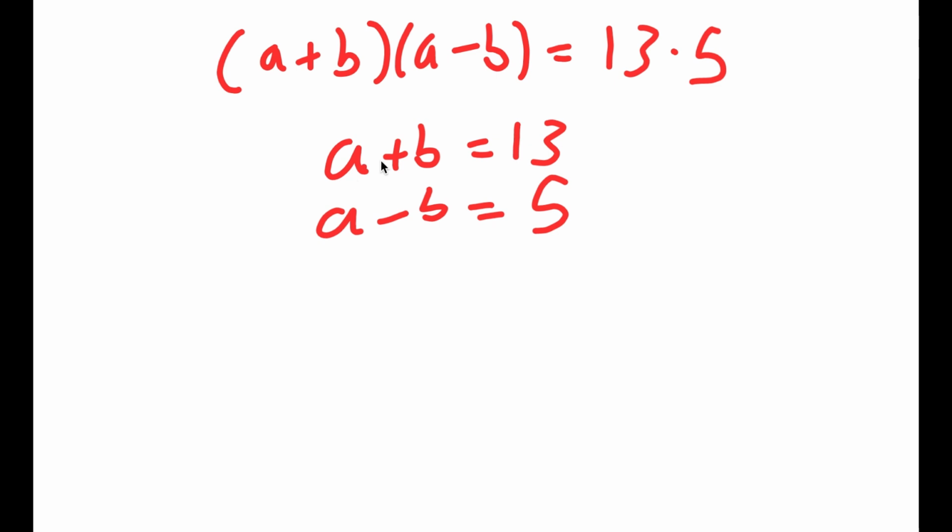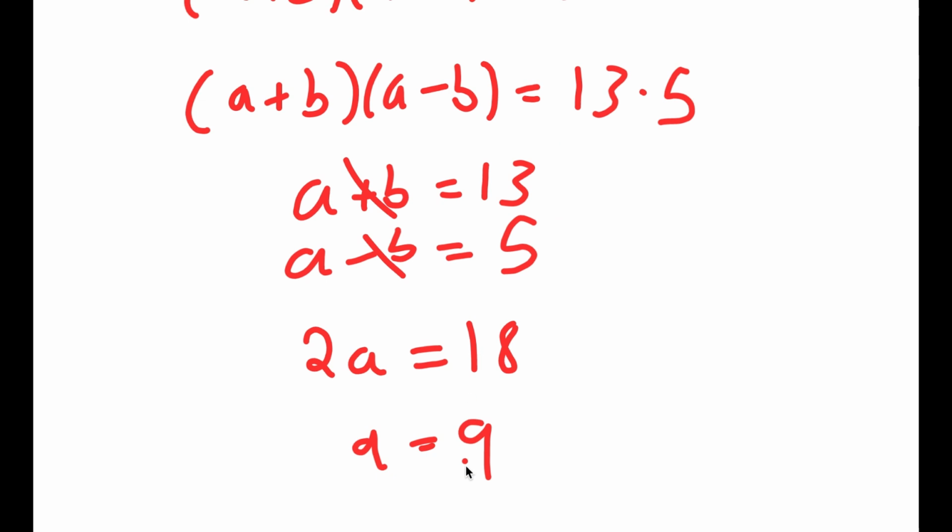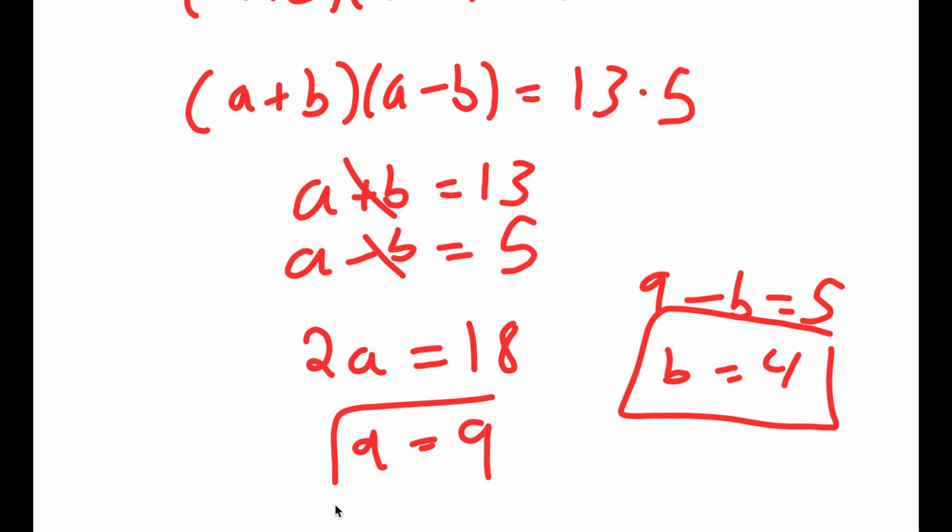And to do this, I'm going to cancel these two out, add a and a, so I get 2a is equal to 13 plus 5, which is 18, meaning a equals 9. And if a equals 9, I can go ahead and plug it back into one of these equations. I'm going to do here, so I get 9 minus b is equal to 5, meaning b is equal to 4. So a equals 9 and b equals 4.